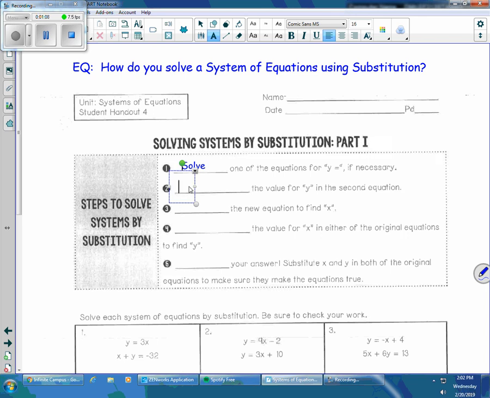So the first thing we'll do is substitute the value for y in the second equation. And if you're like, wait, what? Don't worry. It will become more clear after I do a couple of examples. Then we're going to solve the new equation to find out what x equals. And once we know what x equals, we can substitute that back into the original equation to find the value for y. Finally, the last thing we're going to do is check our work to make sure we're correct.